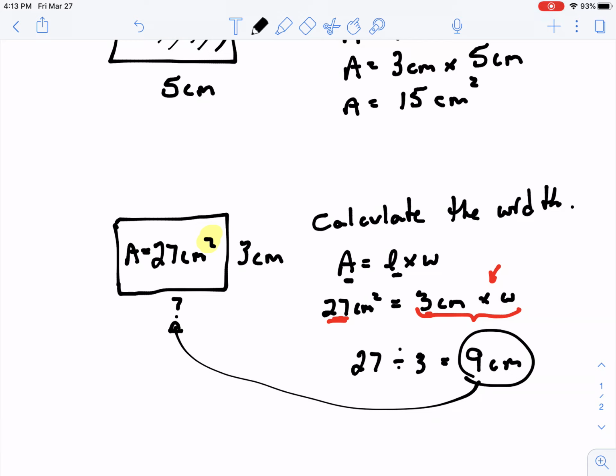Okay, so I can get scenarios where I'm asked to calculate the width, or calculate the height, or calculate various dimensions within that. And it's all going to be exactly the same. It's that relationship between area being the length times the width of my rectangle, and I can quickly and easily come up with my answers. Okay, hopefully that makes sense to you.